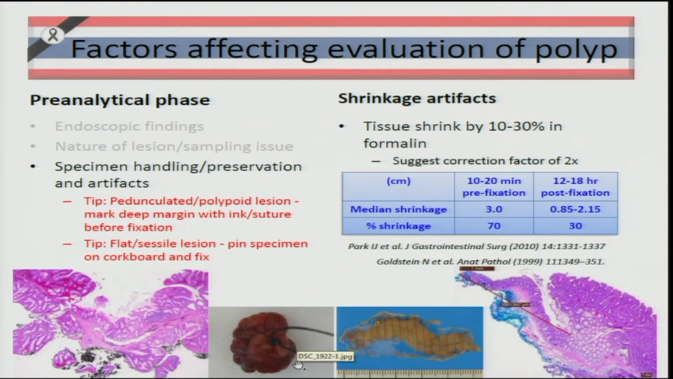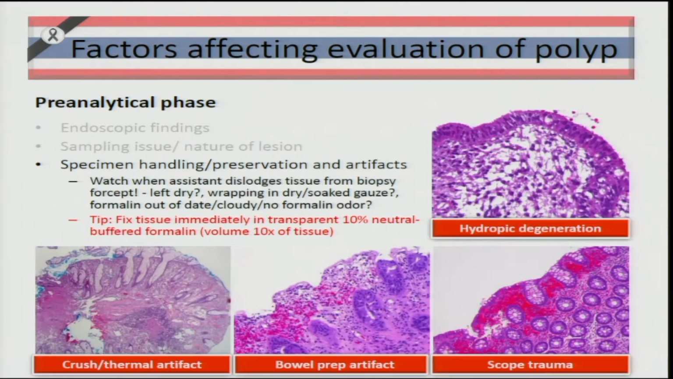For a pedunculated lesion, don't be overconfident that you have a pedunculated polyp with a very nice long stalk, because it could become shortened to the degree that pathologists can no longer recognize it. So for a pedunculated polyp, just mark the stalk margin first, and for a flat lesion, the best method is to pin the specimen without overstretching and fix it in formalin immediately. This way will give you the best measurement of the margin distance and assess tumor depth in the most accurate way.